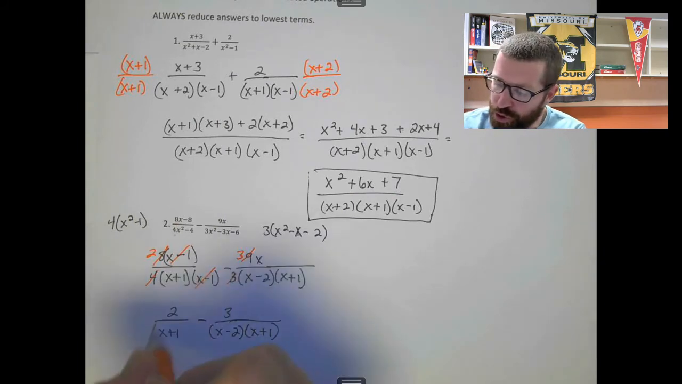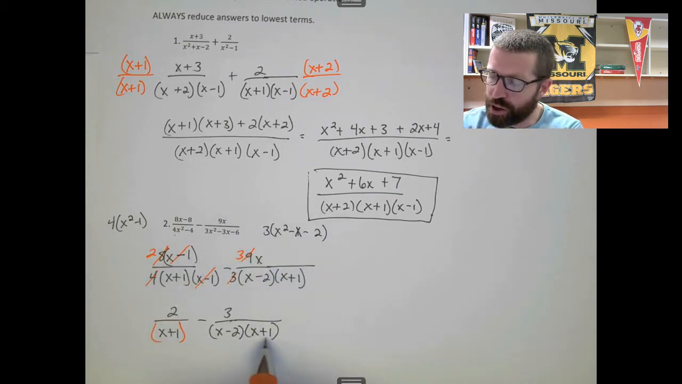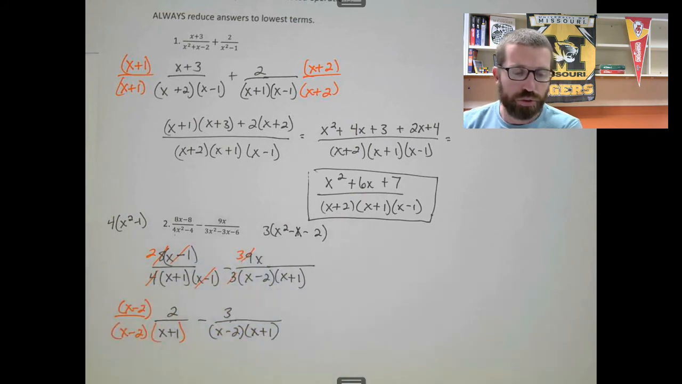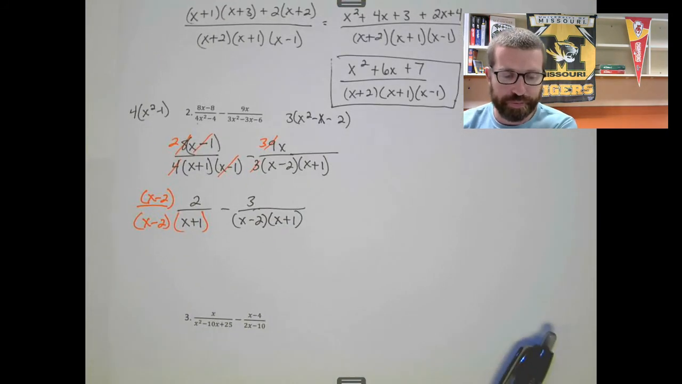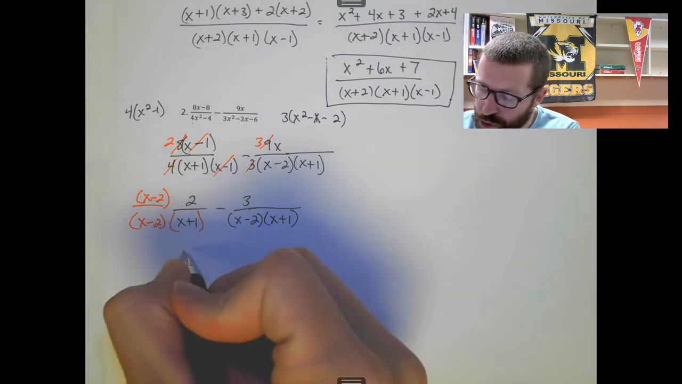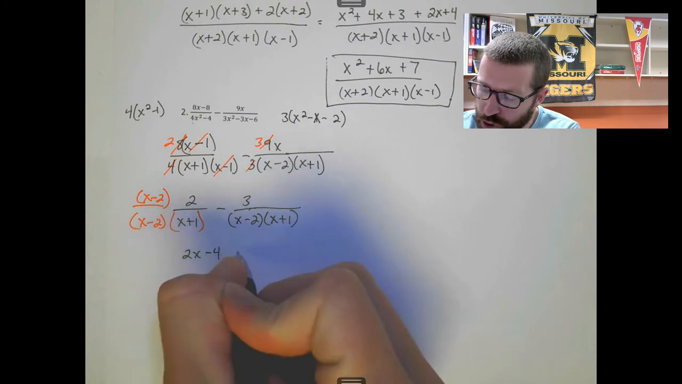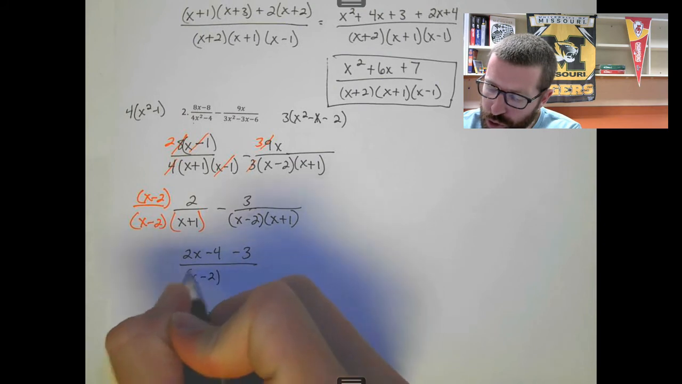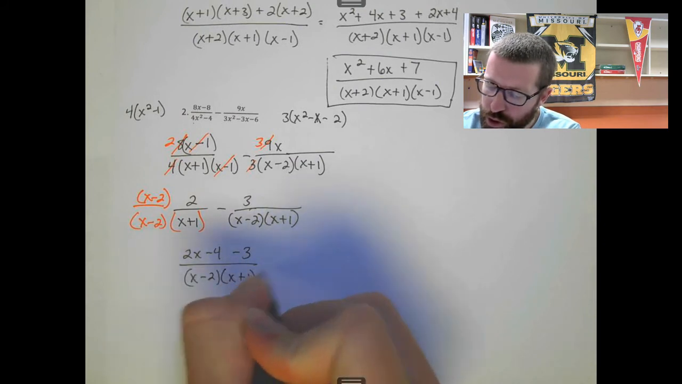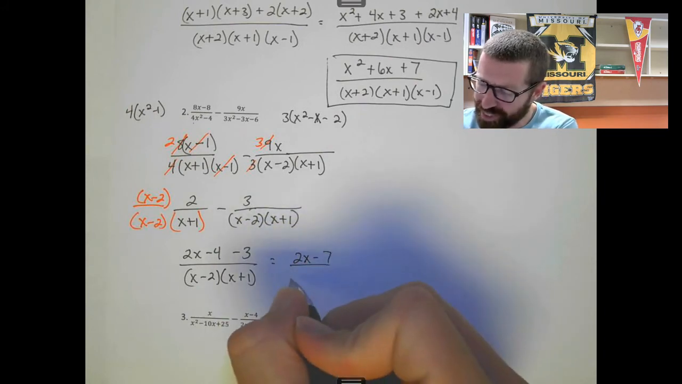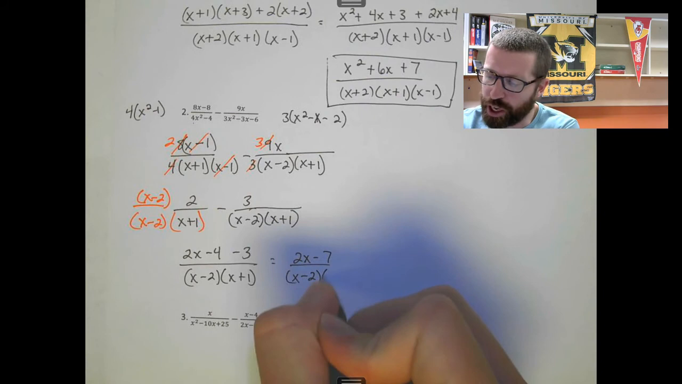Okay, so then when you look what's missing, we have an x plus 1. I have that here. I have an x minus 2. I'm missing the x minus 2 here. So we multiply by x minus 2. And then I'm going to go ahead and distribute. So 2x minus 4 minus 3 over x minus 2 times x plus 1. And then combine like terms to get 2x minus 7 over x minus 2 times x plus 1.